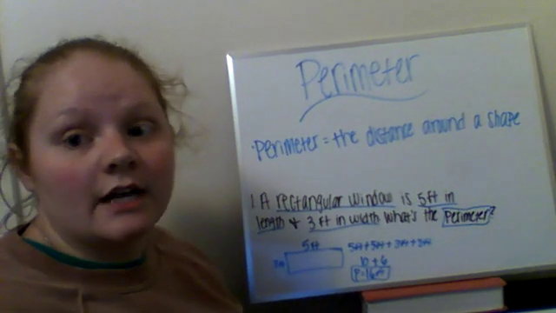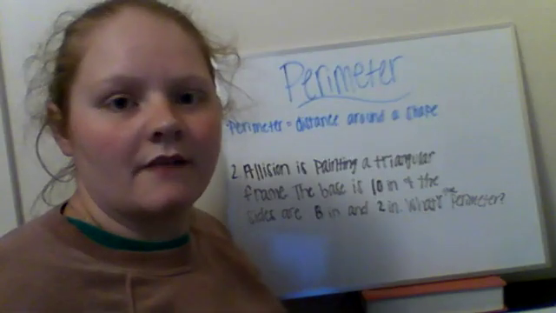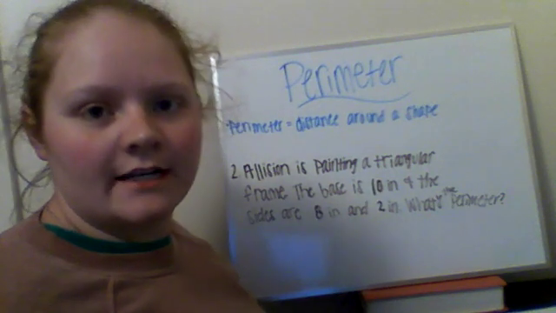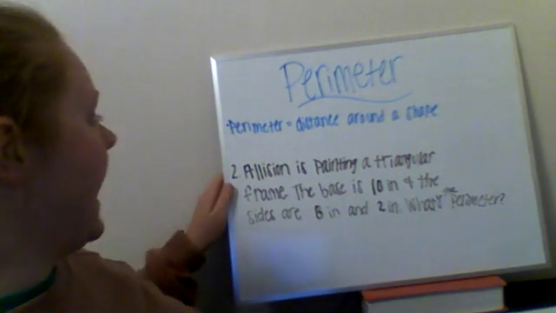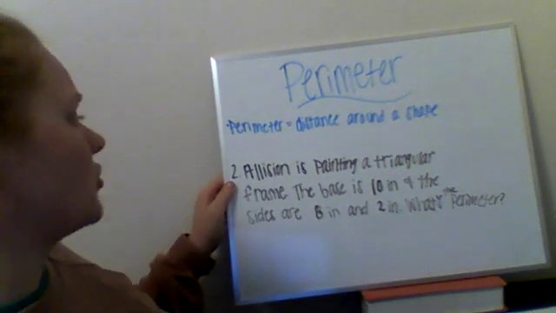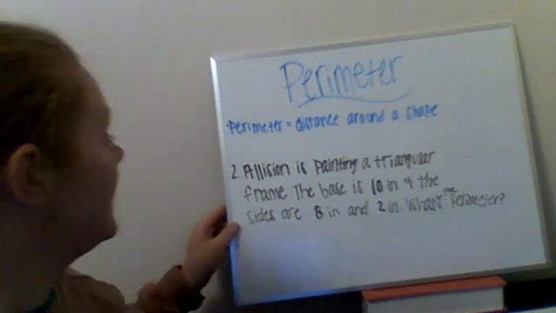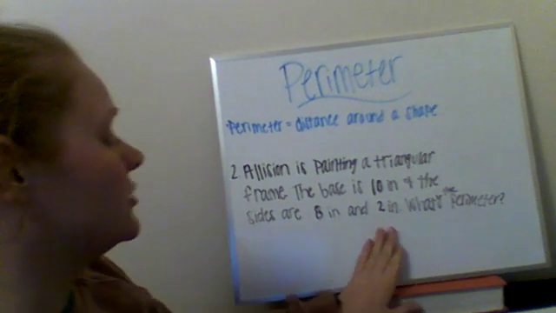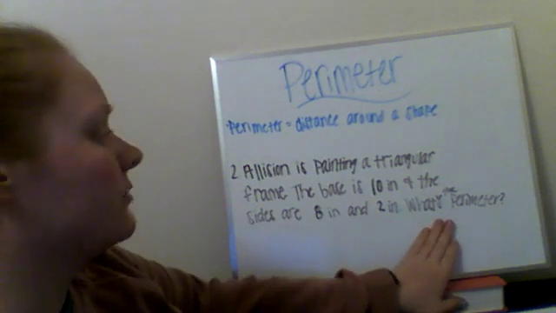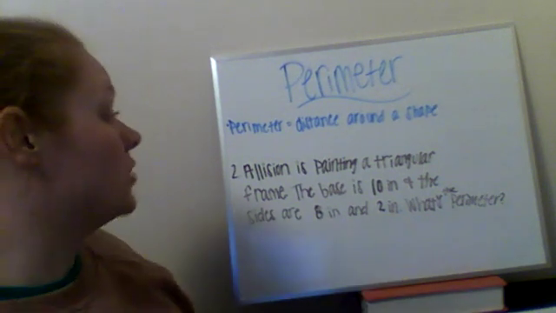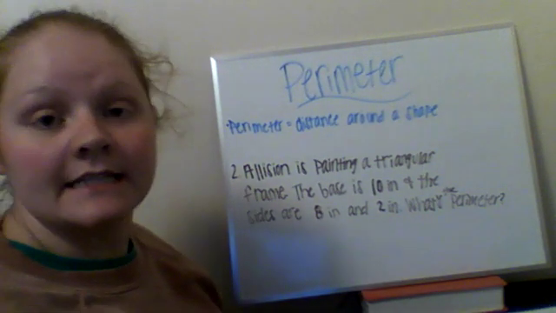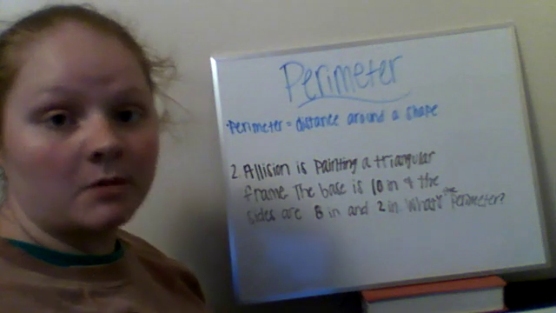Let's look at another word problem. Allison is painting a triangular frame. The base is 10 inches and the sides are 8 inches and 2 inches. What's the perimeter? So, like I just said, the second step when you're doing a word problem is underlining the important pieces of information.